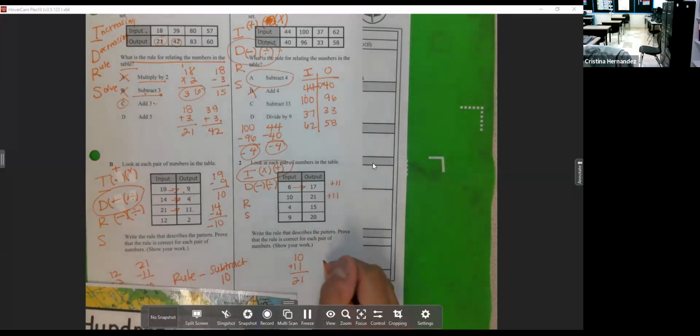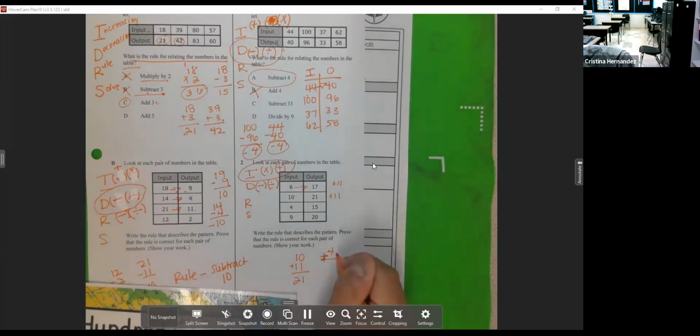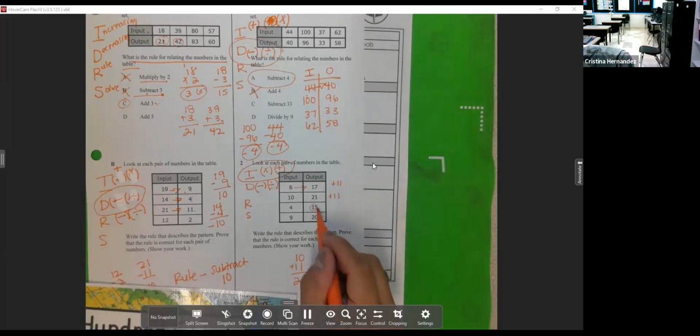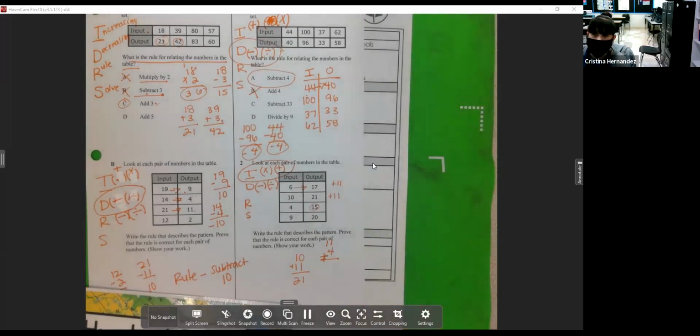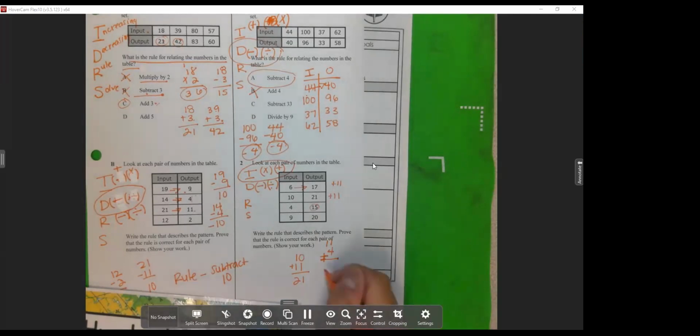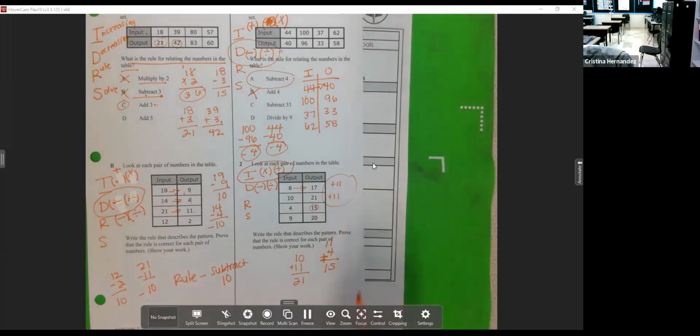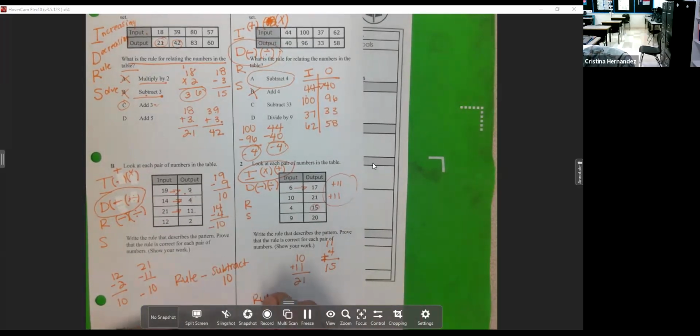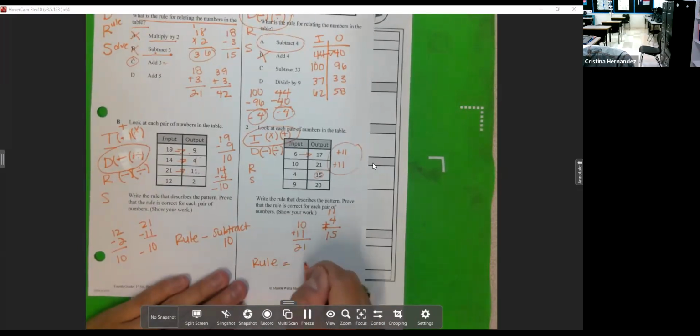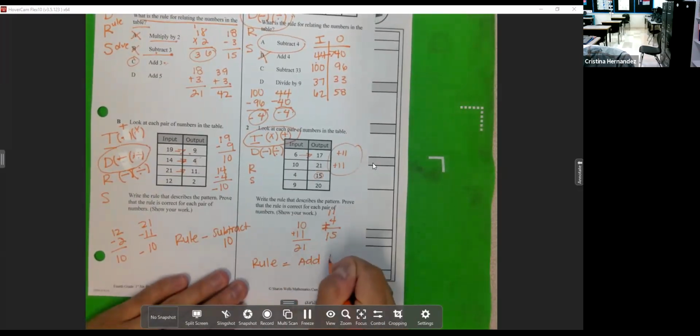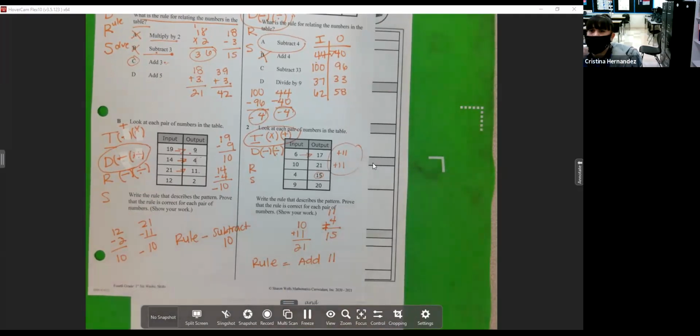Let's try one more, just to be safe. So 4 plus 11. Does that give us 15? 11 plus 4. I know that plus sign looks a little wonky. Yes. What's our rule? Adding. Adding what? How many? 11. So our rule equals add 11.